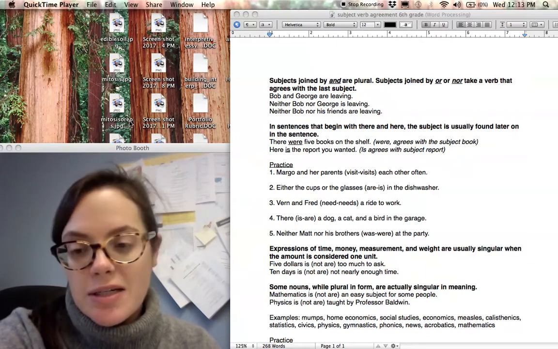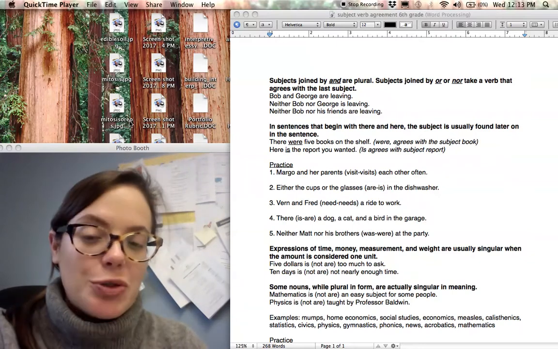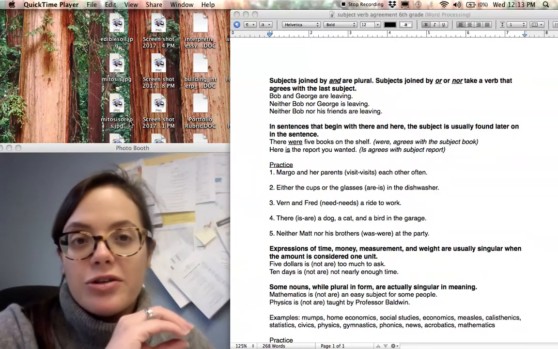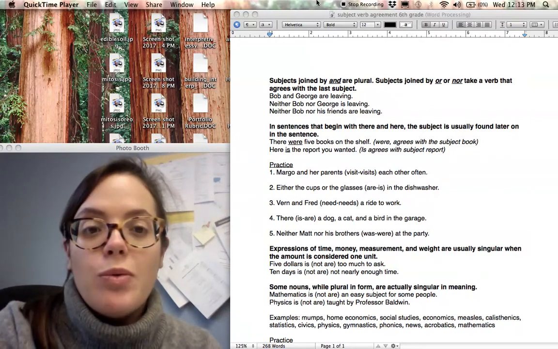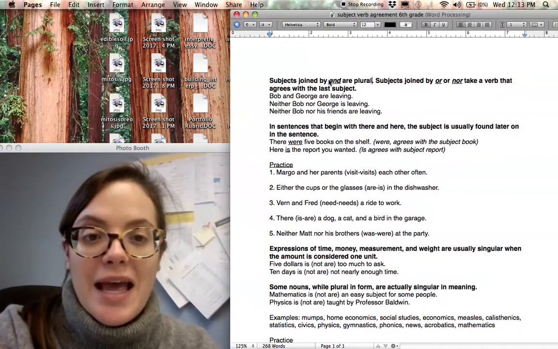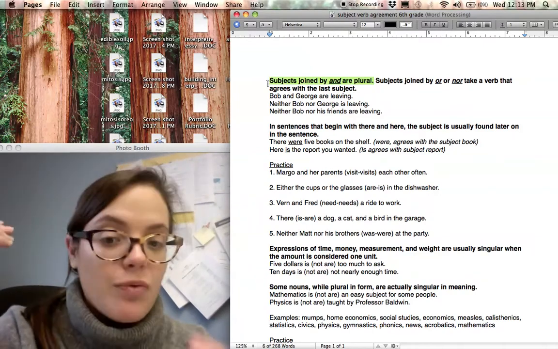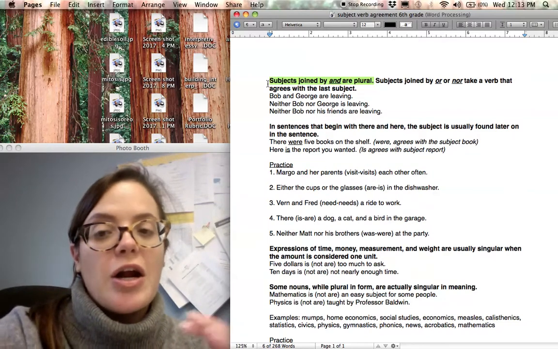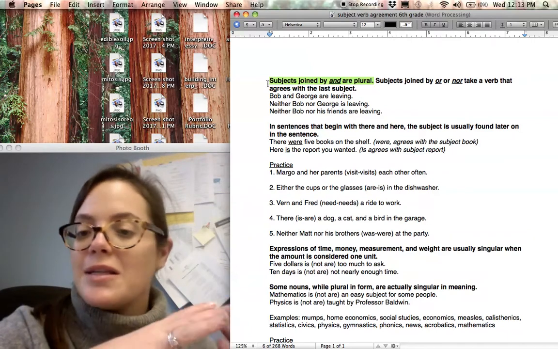So the first thing I want to talk about is subject-verb agreement with compound subjects. As you hopefully remember, compound subjects are when we have two or more subjects that are joined by words like and or. When we have subjects joined by and, those are always going to be plural, because if we're using the word and, that means we have more than one of something. So if I say something like the chair and the desk, the cat and the dog, the apple and the orange, that means I have more than one.